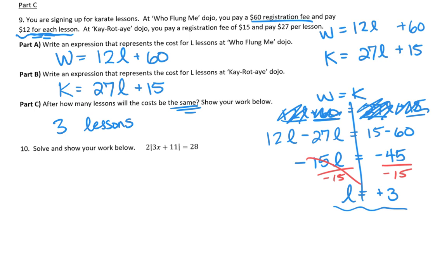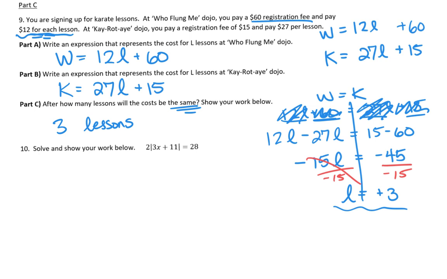That's probably the most efficient way to do it. But I know some of you guys are going to take the long way, and you're just going to plug in numbers. You're going to see how much it costs after 1 lesson, after 2 lessons, after 3 lessons, and you'll be like, oh, it's the same. That's fine too. It just takes longer. I like this.